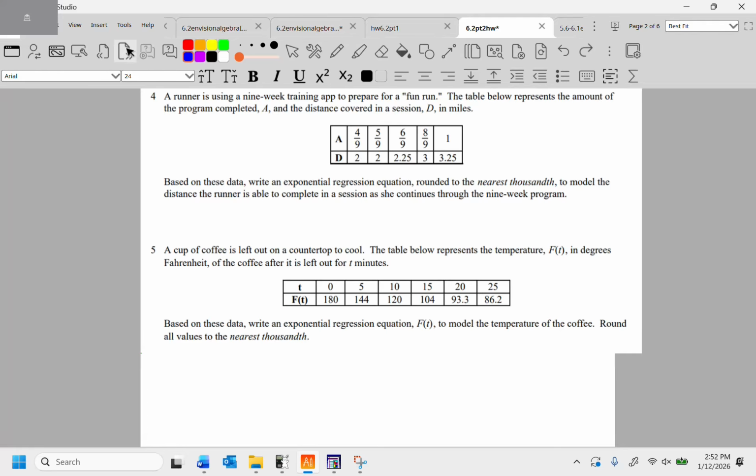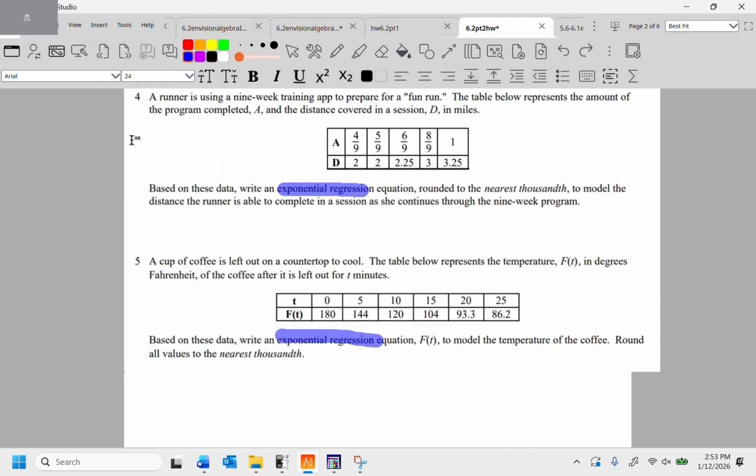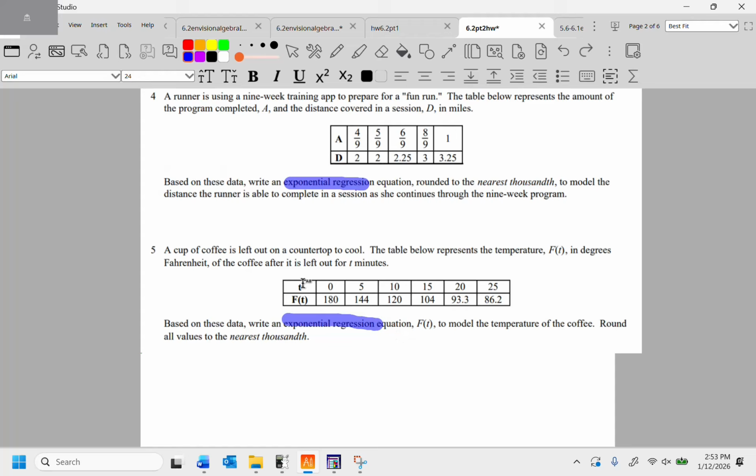Now, when you move on here, you'll notice that the keywording has changed. So pay attention to keywording: exponential regression. The instructions are still the same. All right, you're still going to put your x's, in this case your t, because remember f of t is fancy for y, right? That's x, that's y.